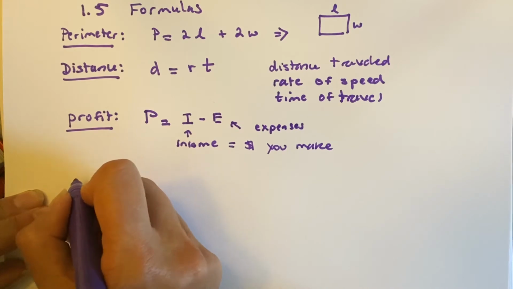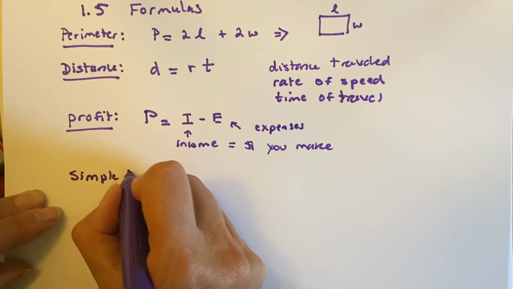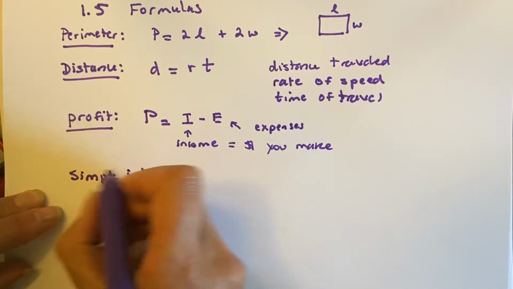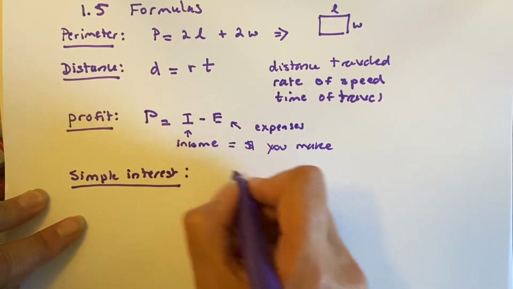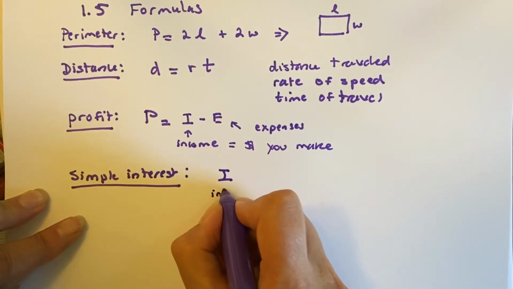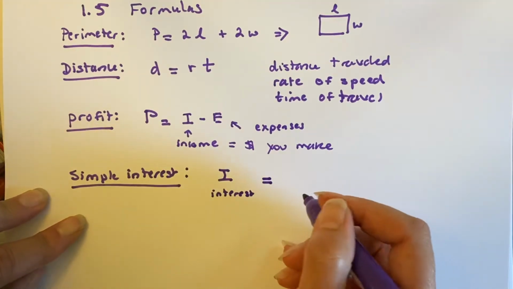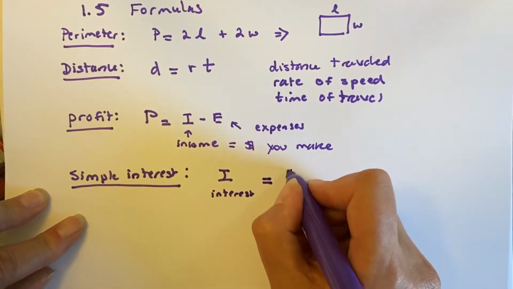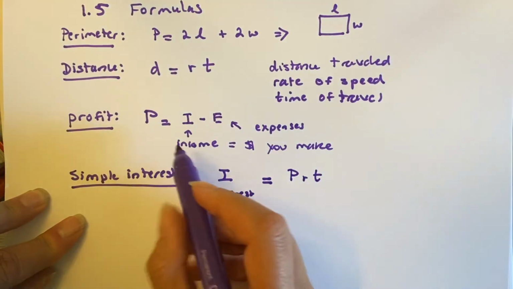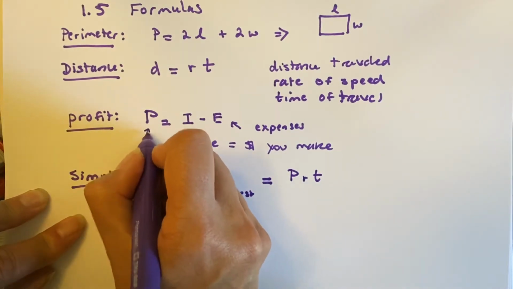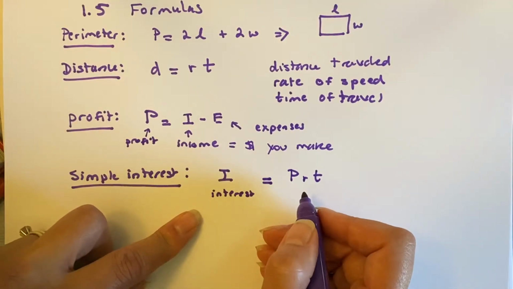Another formula is called simple interest. Now we're going to do more with interest later on, and we're going to learn about simple and compound interest. But simple interest, in this case, I means interest, not income. They used I twice, which can be a little confusing because different letters can be applied to different situations. Interest equals PRT. Now here, P meant profit. I'm going to write it here just so you're not confused. Here, similar letters, different meanings, okay?